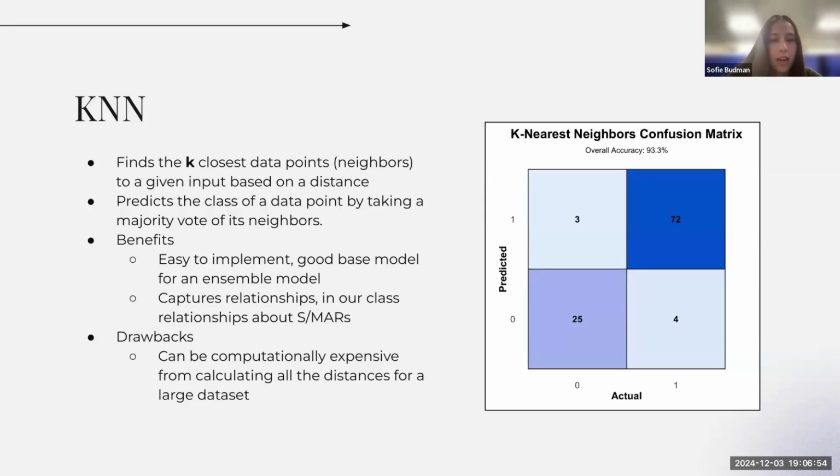So the benefits of the k nearest neighbor model is that it's pretty simple to implement, making it a good model for our eventual ensemble model. And also previous literature has shown that this model is often used as a base model for ensemble models. However, the k nearest neighbors model can be computationally expensive for large data sets, but that's not an issue right now as our data set is pretty small.